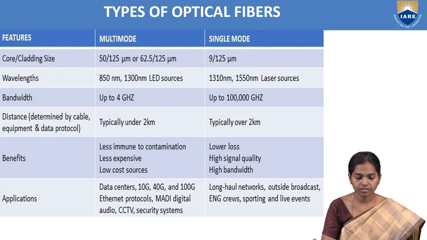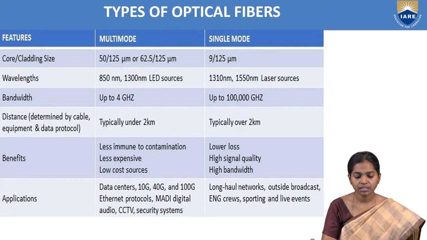Benefits: the advantages of multimode are that it is less immune to contamination, less expensive, and low cost. In single mode also lower cost, high signal quality, and high bandwidth. In single mode the diameter size is also small. Here we are using laser. Then the speed of the light increases, bandwidth utilization is also more, and cost is also less compared to multimode.